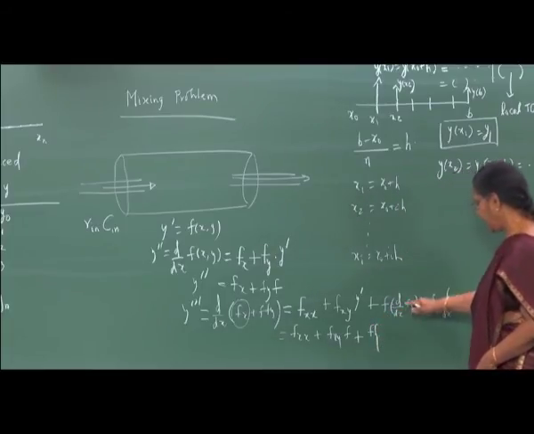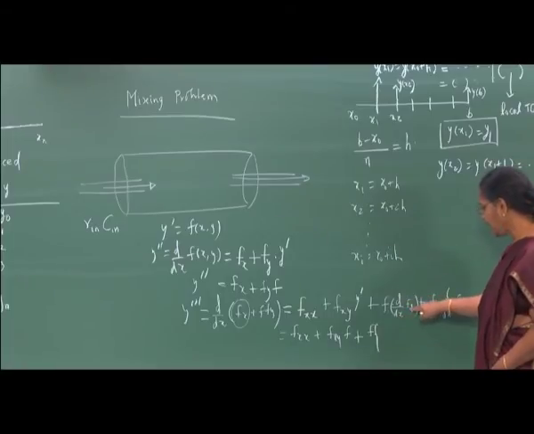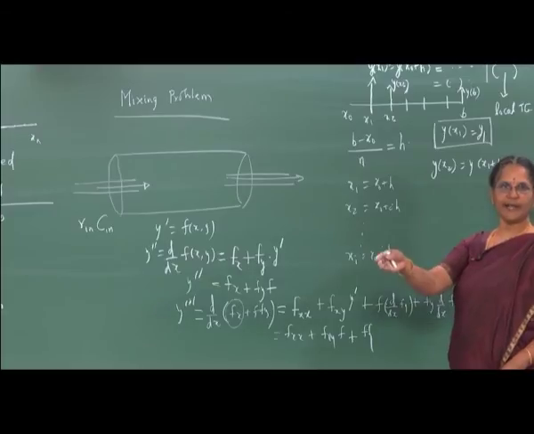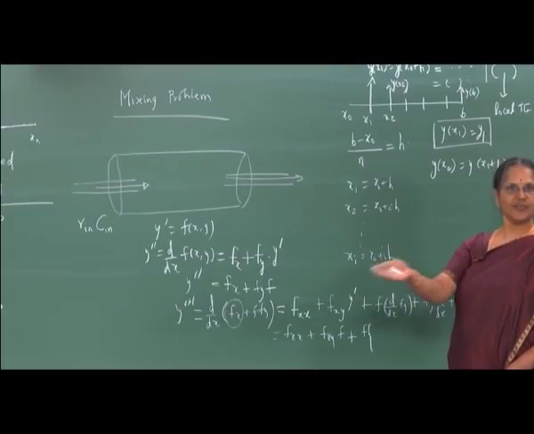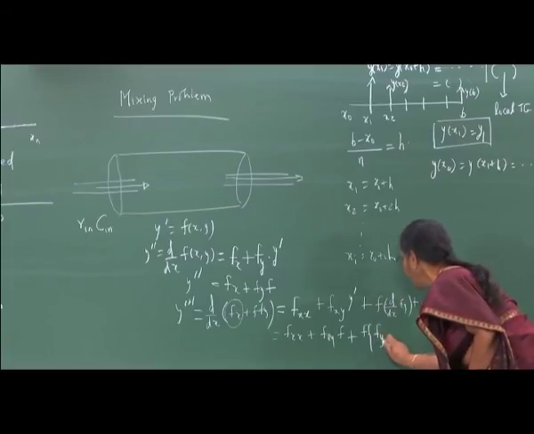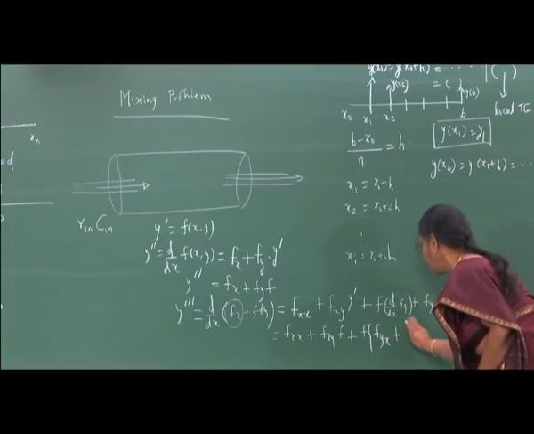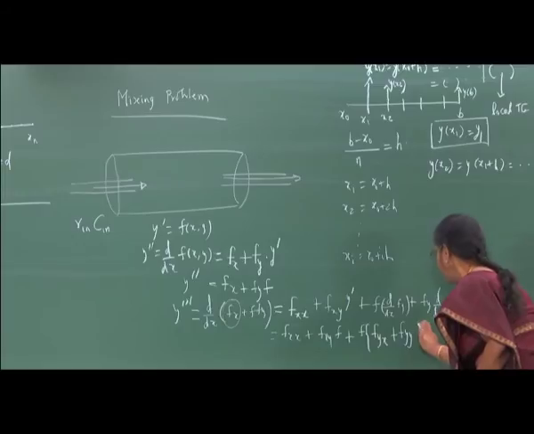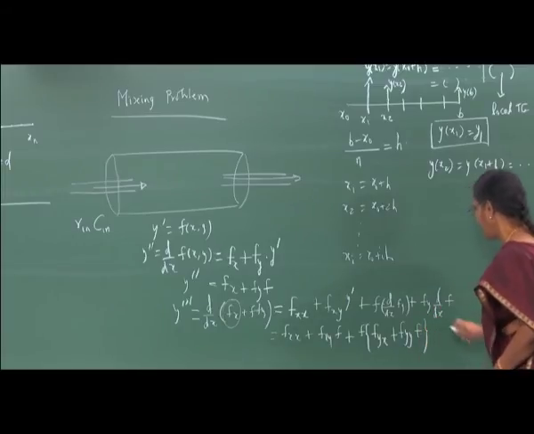I require d by dx of fy, but fy is a function of x and y. So, it is a function of two variables. So, it must be fy with respect to the first argument plus fy with respect to the second argument into y with respect to x, that is y prime, which is f itself.